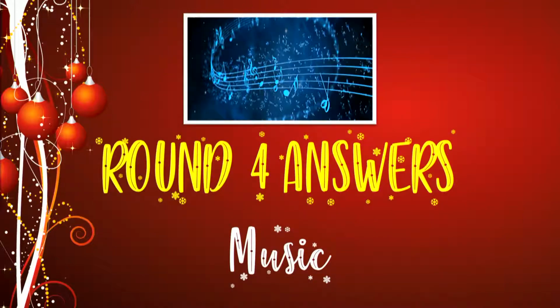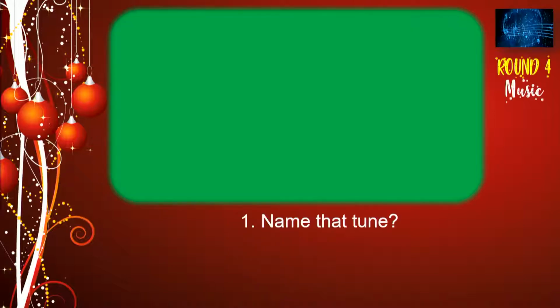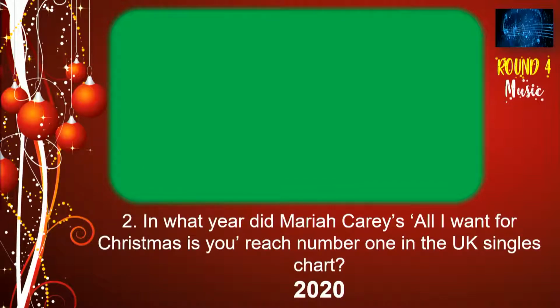And we'll do the answers now to round 4, the music round, our favourite. So, round 1, which was Name That Tune. The tune was, of course, Away in a Manger. Of course. Question number 2. In what year did Mariah Carey's All I Want for Christmas Is You reach number 1 in the UK singles chart? It was 2020. Was it?